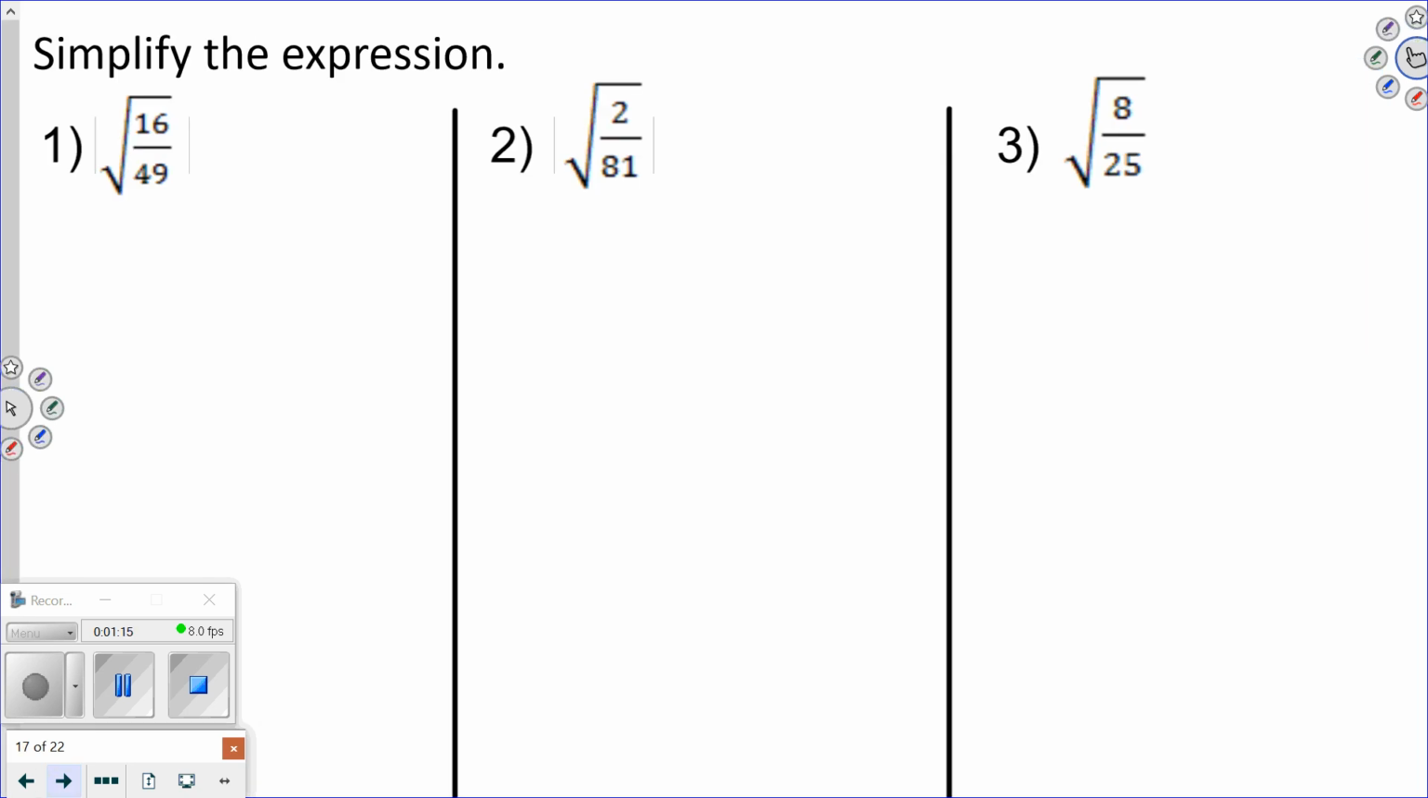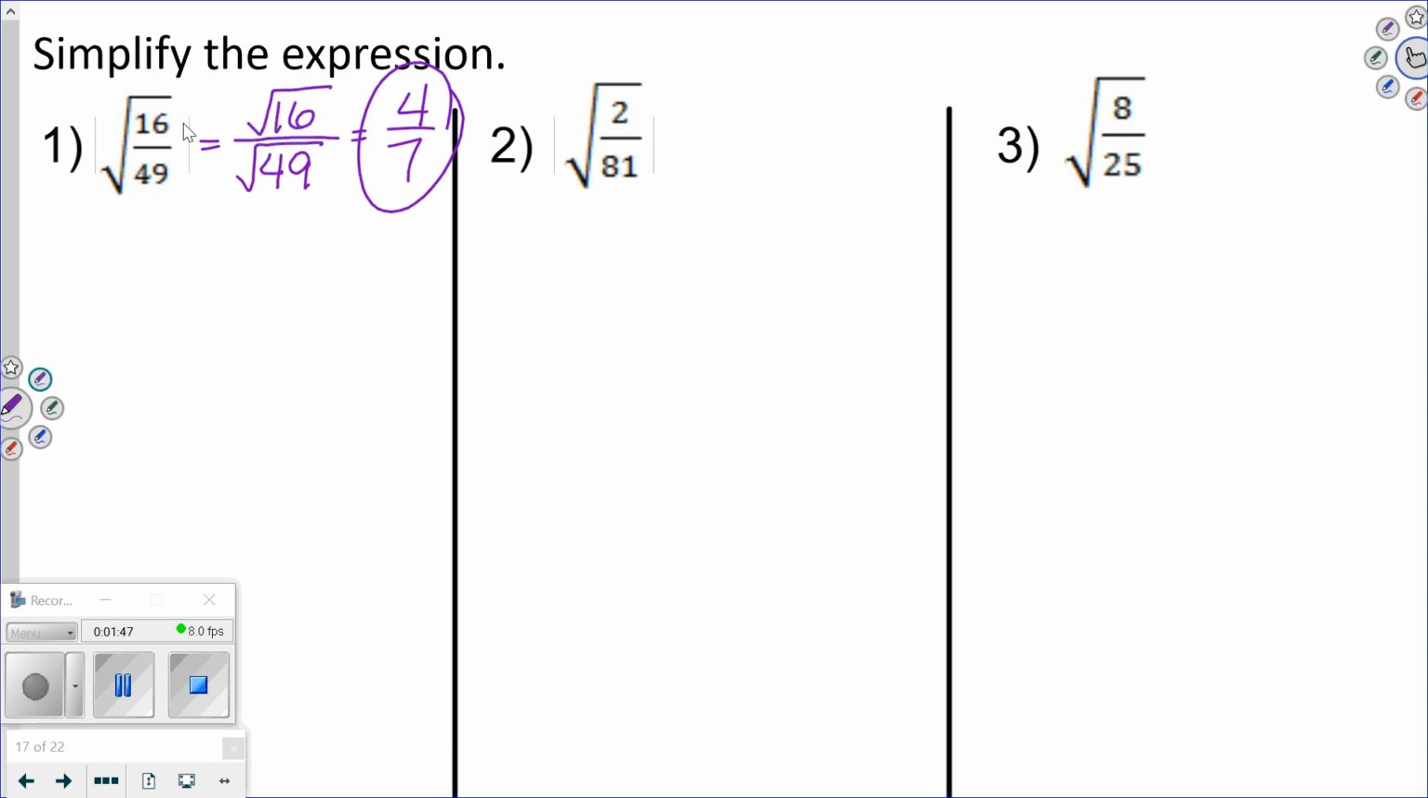All right, so let's go ahead and practice a couple. Number one: anytime you have the giant radical, we want to go ahead and split that apart. So that's going to be radical 16 over radical 49. Can I take the square root of 16? Yeah, what's the square root of 16? 4. Square root of 49? 7. Good. And 4/7 is as simplified as they can get.